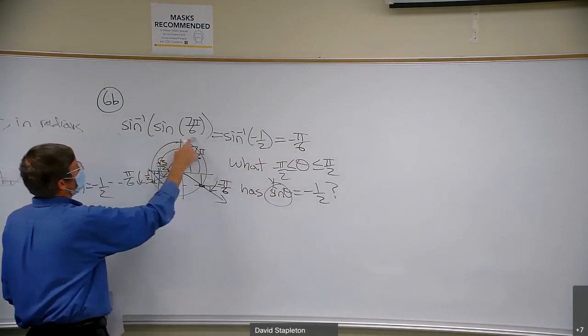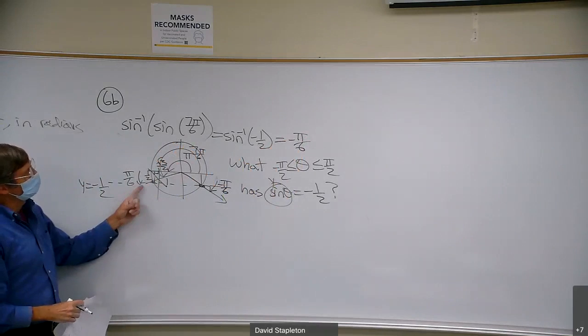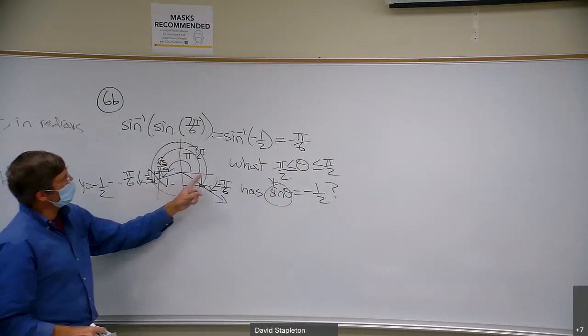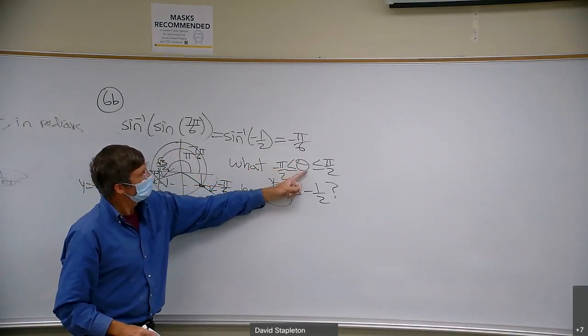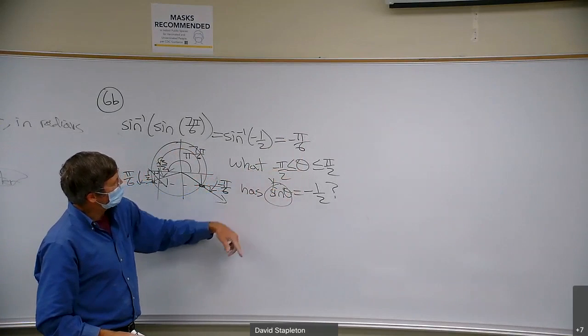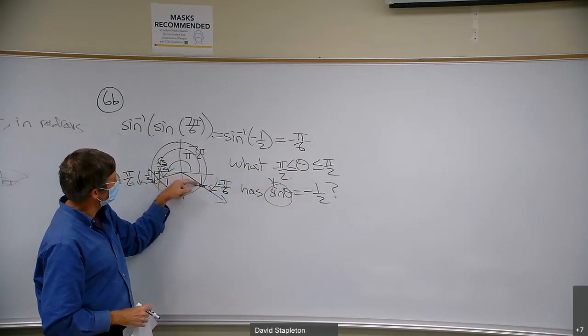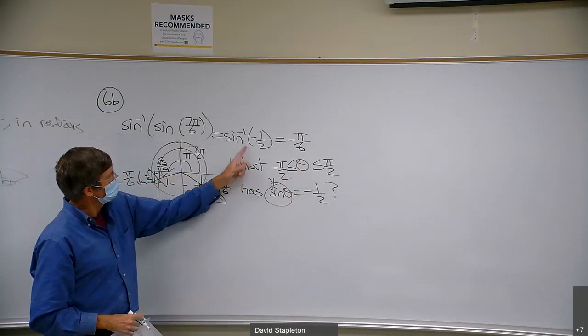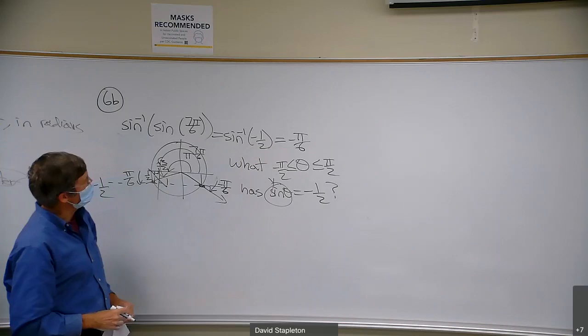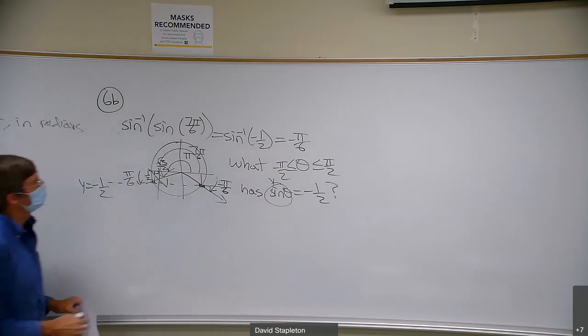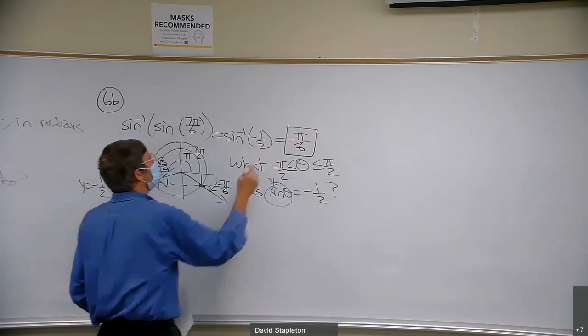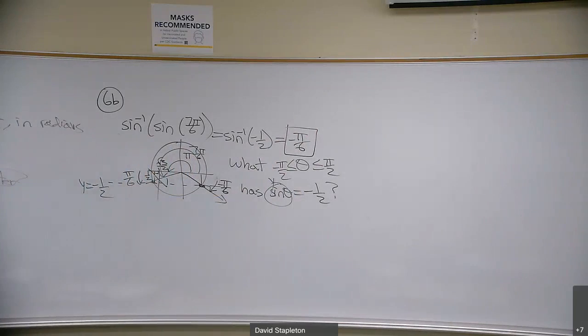So first you take the sine of 7 pi over 6 using the unit circle. Then you ask the reverse question, what theta between plus and minus pi over 2 has this sine? By drawing this horizontal line, you find this one to evaluate the arc sine of -1/2. Between plus or minus pi over 2.